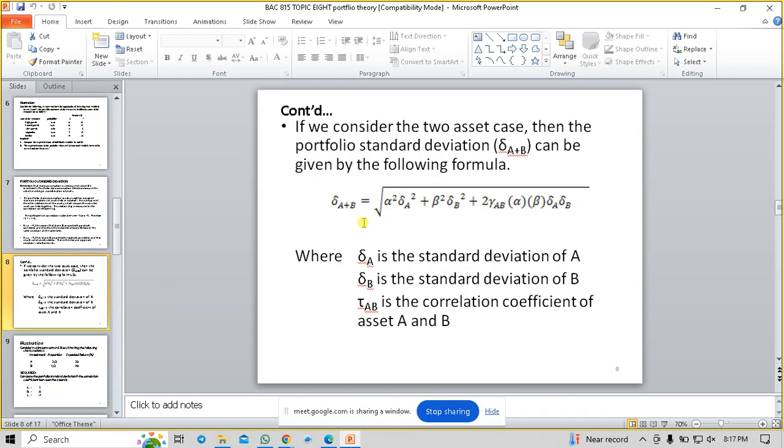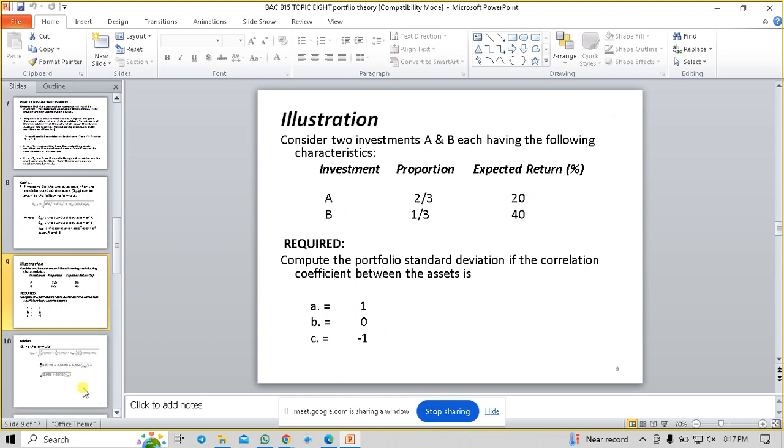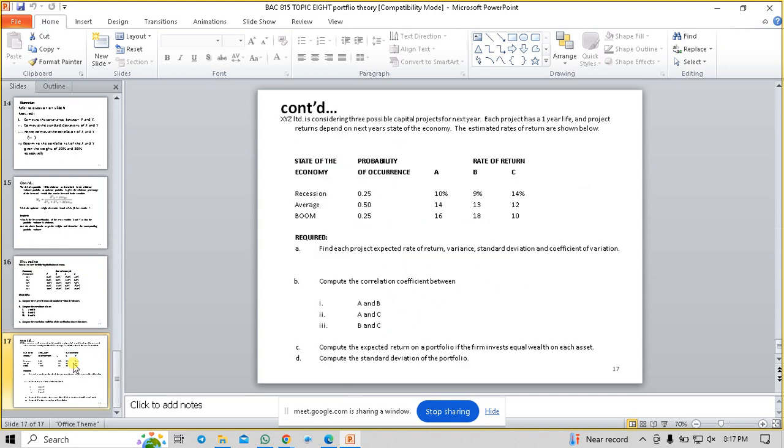So in this presentation, there are many questions here. I know these notes, you have them. Actually, the last slide, here you're given state of economy, probability, rate of return. So there you have been given 3 securities. Then you're supposed to find each project's expected rate of return. I can see you have a question. Yes, Mulobi?